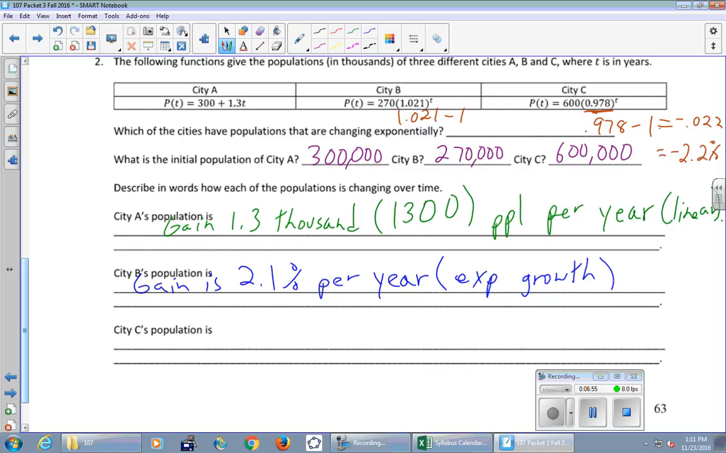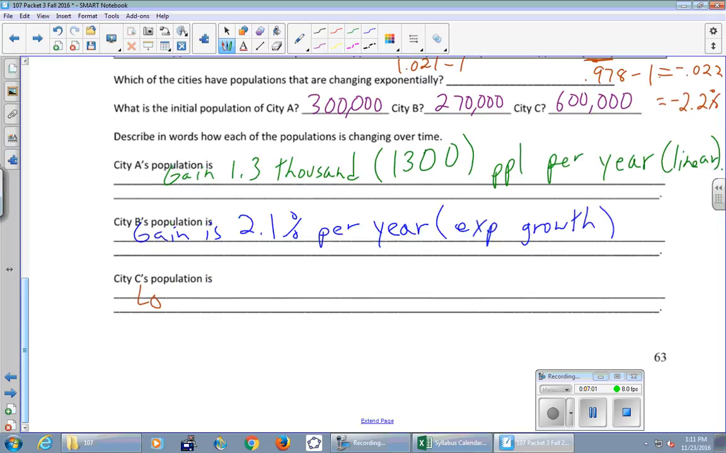So as a sentence, what are we going to say? Loses or decreases. So loses 2.2% per year. Notice that we didn't put the negative in there. What word took care of it? Loses, right? So it would sort of be redundant to say loses negative 2.2%. We don't want to say that. Okay, exponential what? Decay. Okay, because we are decreasing. Good? Okay, next page.